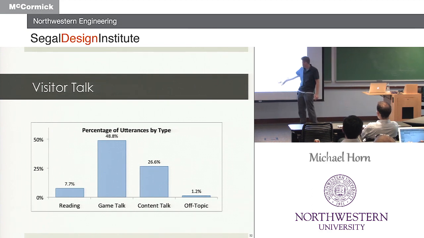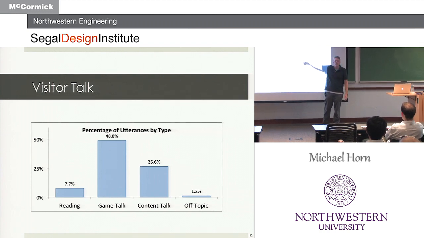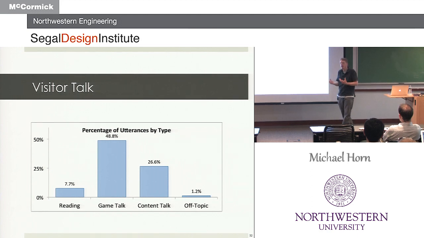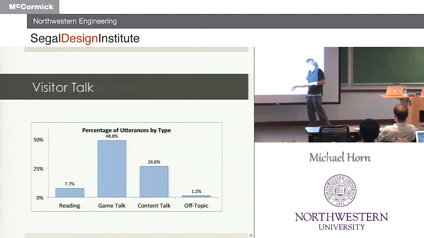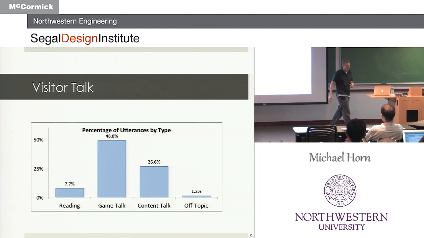When we had these categories of talk, this is game talk. Roughly 50% of all of the visitor utterances were what we call game talk, which is about the gameplay, and I'm going to break this down. Some of it was content talk, 25%, that's not too bad. That's where they're talking about the organisms and how they're related and why they might be related. And then here's the off-topic talk.